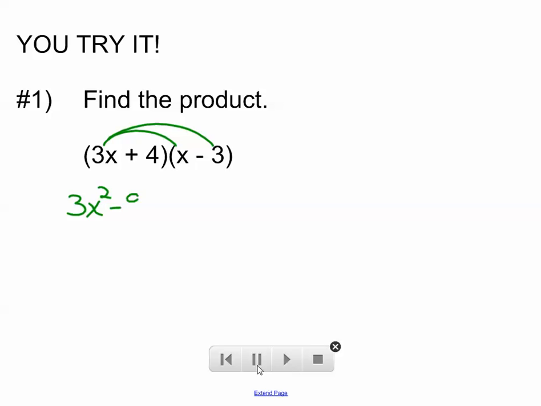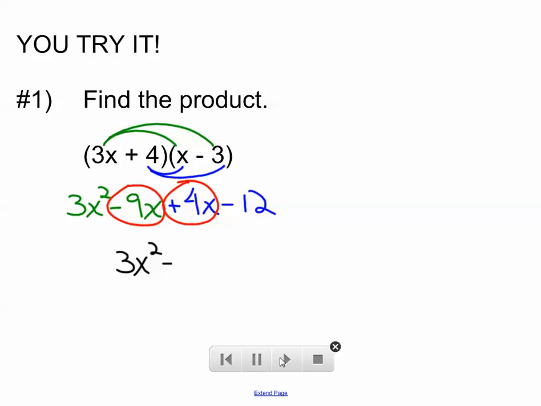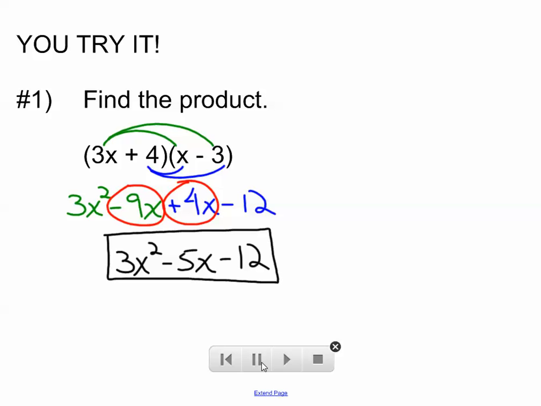Let's try it. 3x minus x, 3x times x and 3x times negative 3. 3x times x is 3x squared. 3x times negative 3 is negative 9x. Now we'll distribute the 4. 4 times x is 4x, and 4 times negative 3 is negative 12. Then we combine like terms. 3x squared minus 5x minus 12. Hopefully that's what you got.